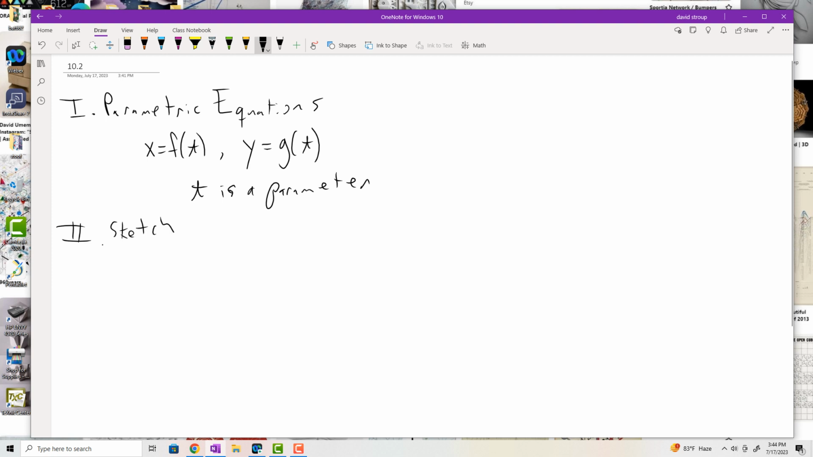And you could use a t-table like you did back in pre-algebra, where you would graph equations of lines and you have an x, so you have a y, and you just plot a bunch of points. That works. Okay. And I call that brute force sketching.